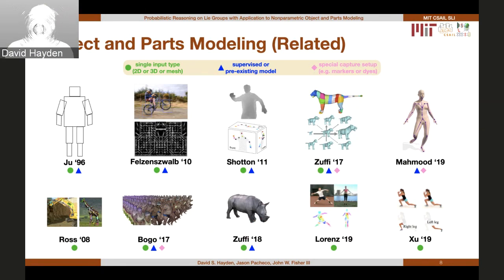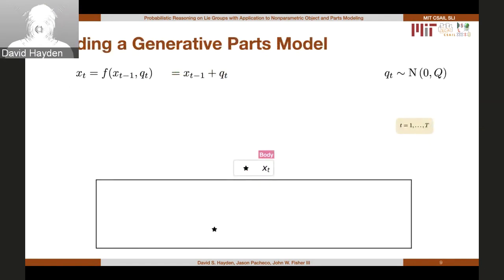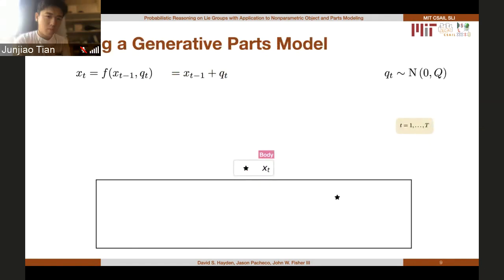Our method's different in that we don't assume a body model in advance, and we don't have a large set of training data to take advantage of because we want to just be able to learn structure from short observation sequences. So how do we build a generative parts model?